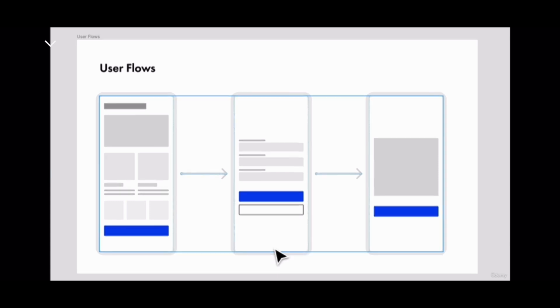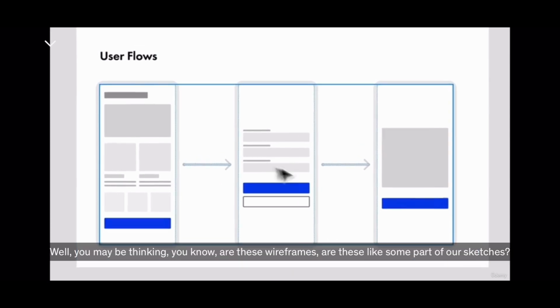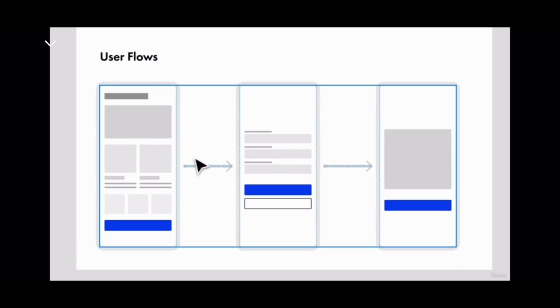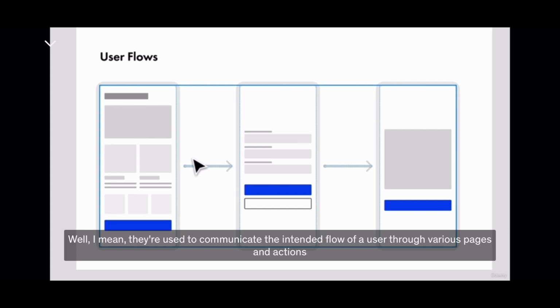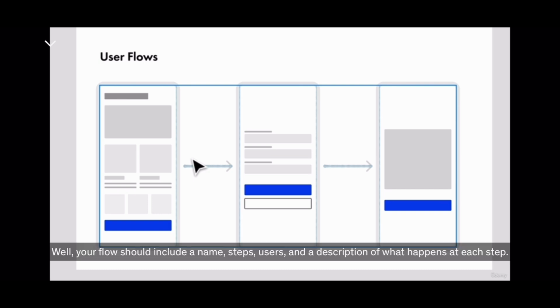So why do we use them? Well, you may be thinking, these are wireframes. Are these like some part of our sketches? Well, they are used to communicate the intended flow of our user through various pages and actions in an app or website. So how do we make them? Well, your flow should include a name, steps, users, and a description of what happens at each step.